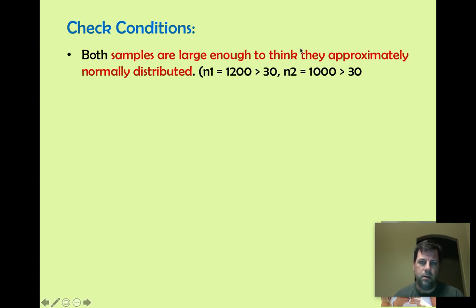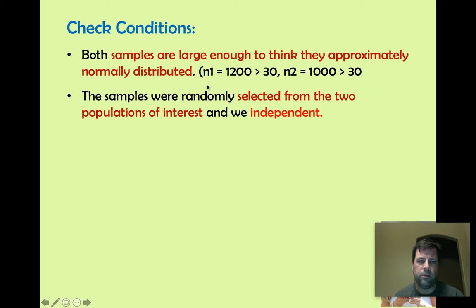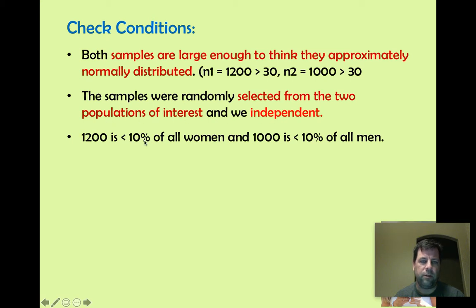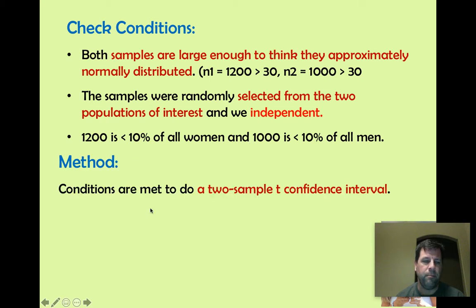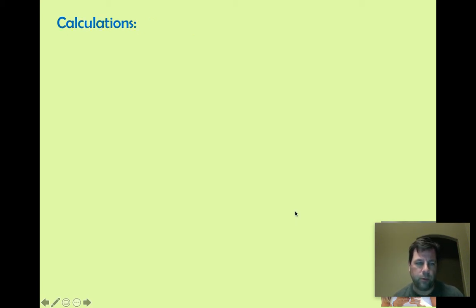Okay. Approximately normally distributed. I didn't even write as much there. Samples are randomly selected from 2 populations of interest and are independent. 1,200 is less than 10% of all women, and 1,000 is less than 10% of all men. Again, that helps remove the chances of repetitiveness. Method: 2 SAMP T confidence interval.